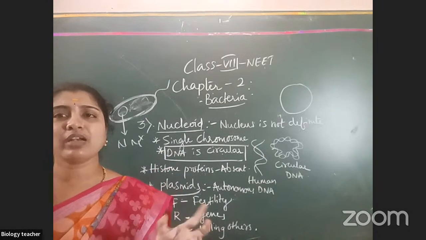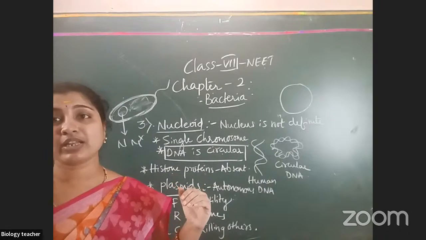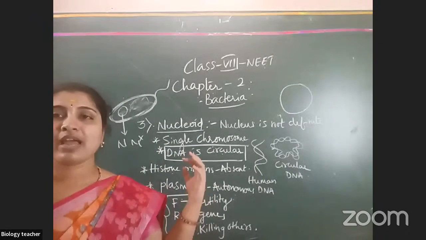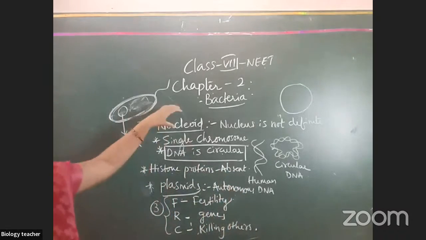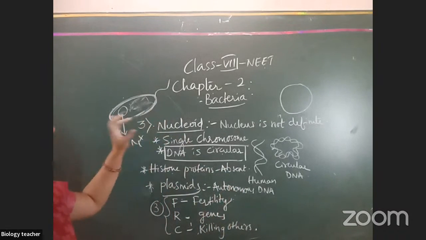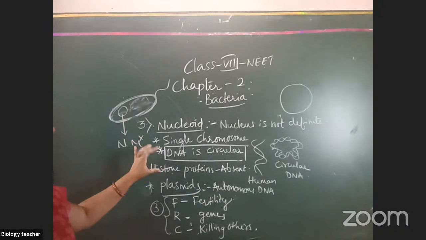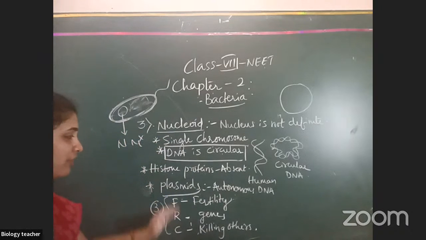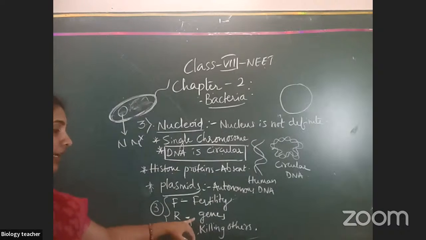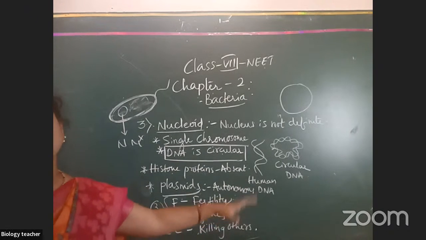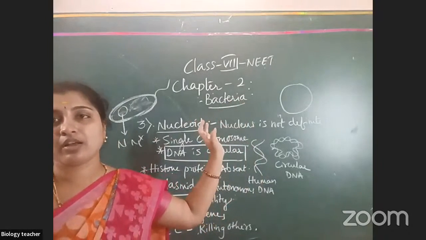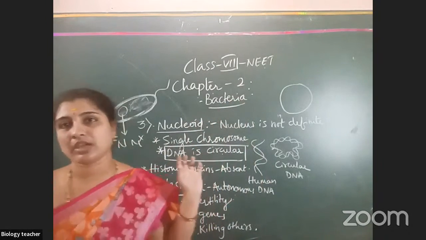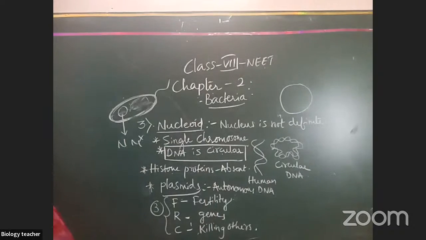Cytoplasm contains ribosomes and what else? After that, the nucleus. The nucleus is not definite, with a single chromosome, circular DNA, and histone proteins absent. Three types of plasmids are present: F for fertility, R for genes, C for killing others. We have learned the structure and function of bacteria. Write down, and we will go for nutrition. Next topic is nutrition of bacteria.